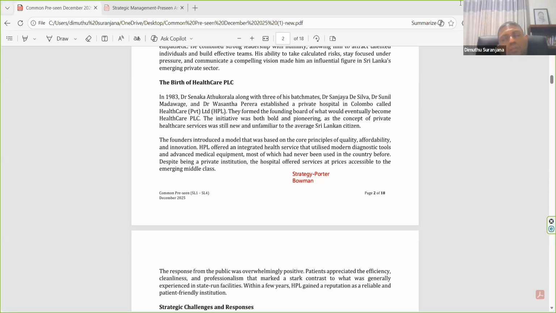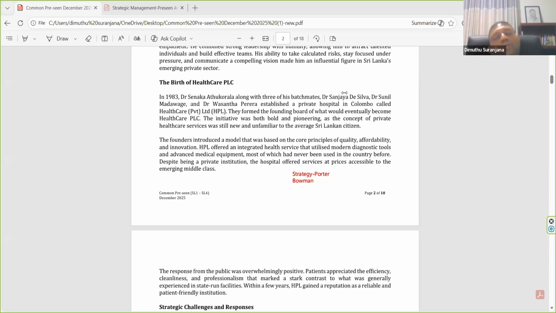No frills, low price, right? Then hybrid, differentiation, focus differentiation. Those are the 5 strategies identified by Bowman. Yes, I agree with what you have mentioned here. I also feel this is probably the hybrid strategy. Yeah, I personally feel this is the hybrid strategy.